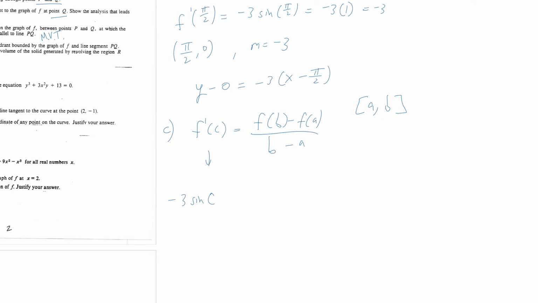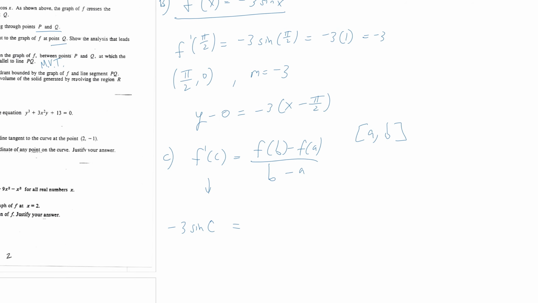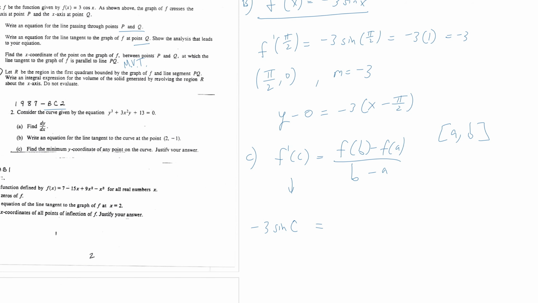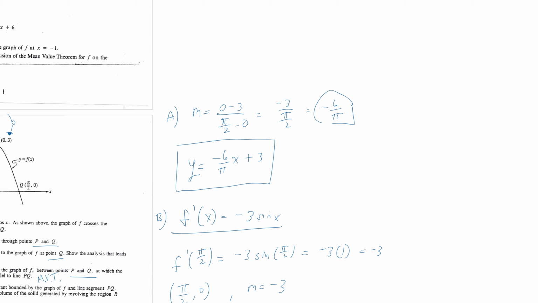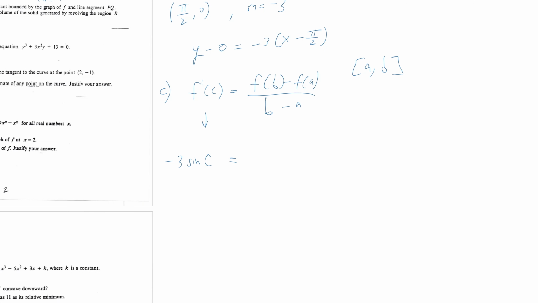Whatever, A, B, C, that's what you see. And then it's equal to the slope between P and Q. Oh, we did this already. The slope is, that was an A, right? The slope is negative 6 over pi. So this is easy, guys. Negative 6 over pi. So now we're just going to solve for C, or that value, okay?